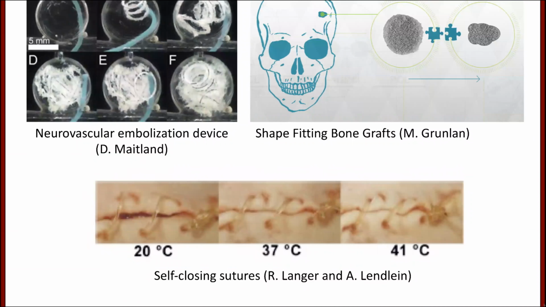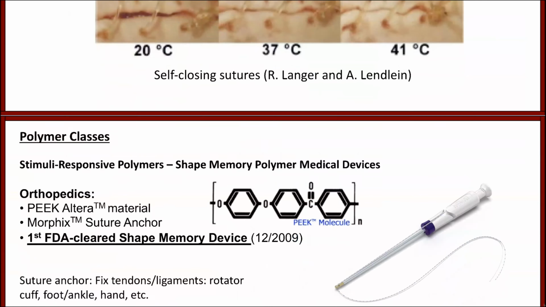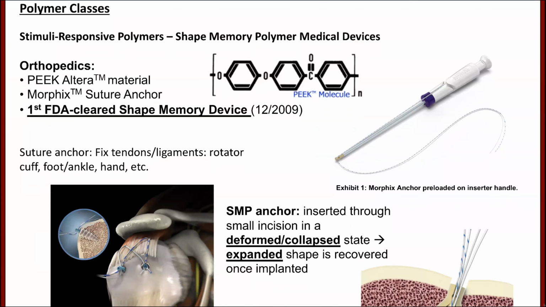So you can see with these sutures at 20 degrees C, they are in a rather expansive form. When they heat them up, they contract, and by contracting, they close up the wound. So it's pretty interesting, different uses for it.